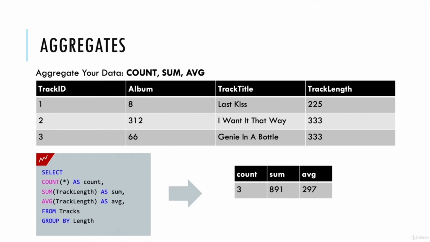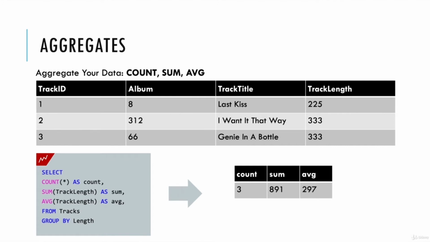So count all as count, and that'll basically give us the number of records. And you can see in our results, count is number 3. We've aliased it as the word count to bring it back an easy to understand value. Sum will then take the total sum of all of the track lengths, so that's 225 plus 333 plus 333, and give us a total of 891. We've aliased that as sum.